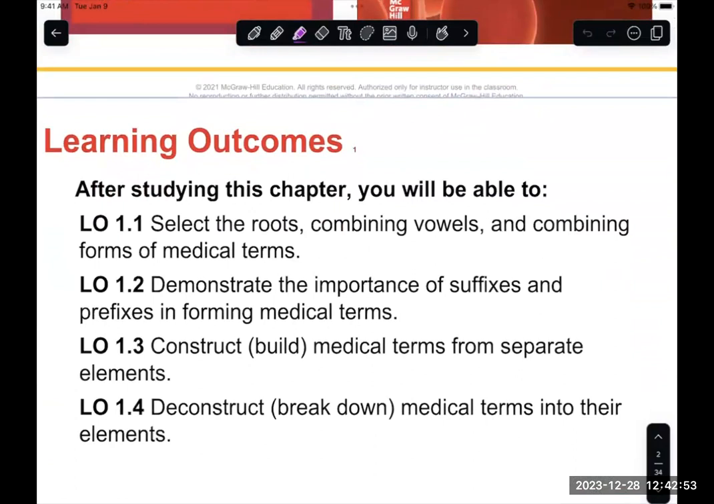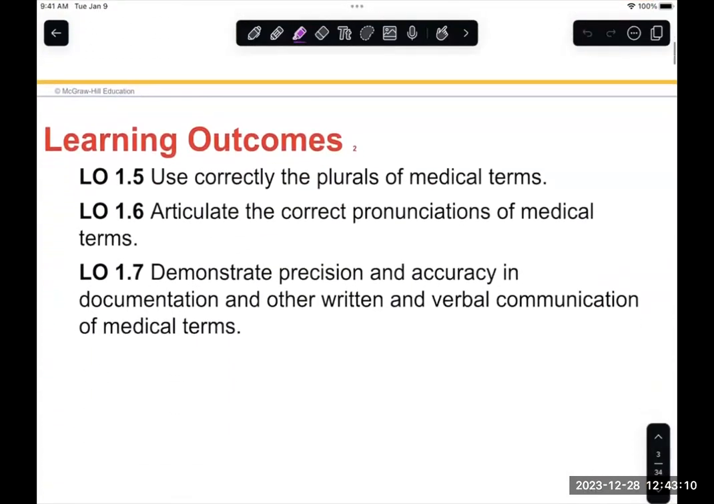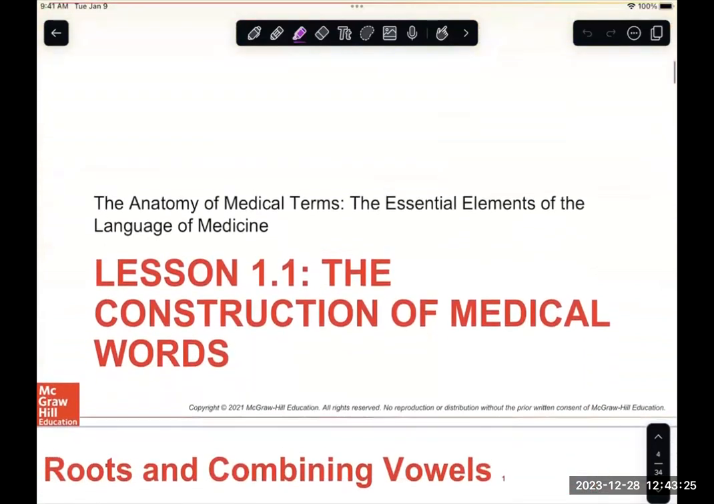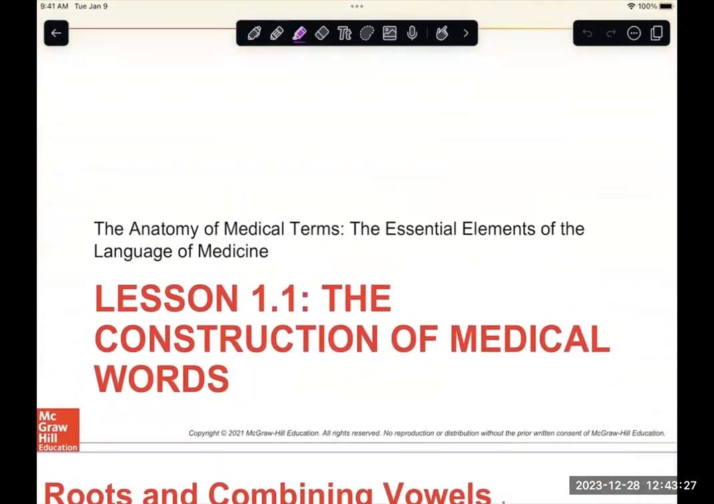So you'll be able to understand roots, combining vowels, and combining forms of different medical terms, suffixes, prefixes, how to build medical terms, and how to break down medical terms, how to use plurals correctly, how to articulate the pronunciation of these words, and the precision and accuracy of documentation. So, Lesson 1, Chapter 1.